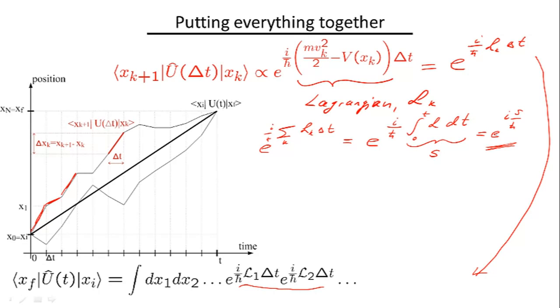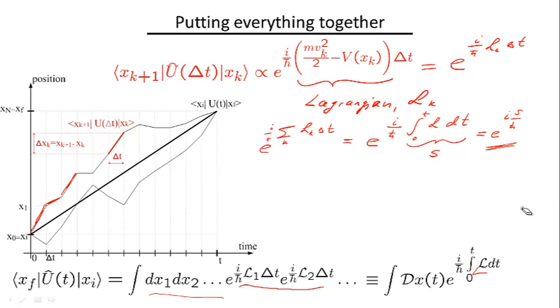And Feynman introduced a symbol, a notation, instead of writing a bunch of these intermediate steps. He introduced a single symbol, which is this capital curly D of x of t, which is called the path integral. So it's just a symbol. But it turns out that it's actually a very convenient symbol. So now our derivation is over. This is the main result. Let me underline it again. This is our main result.